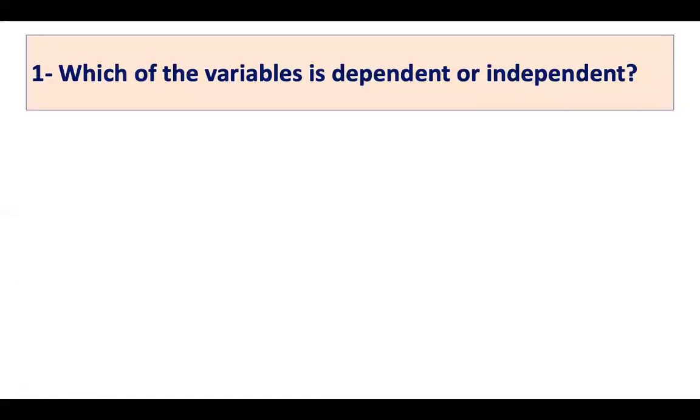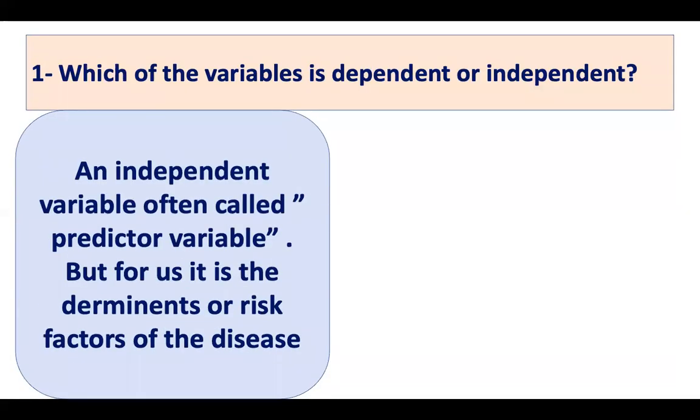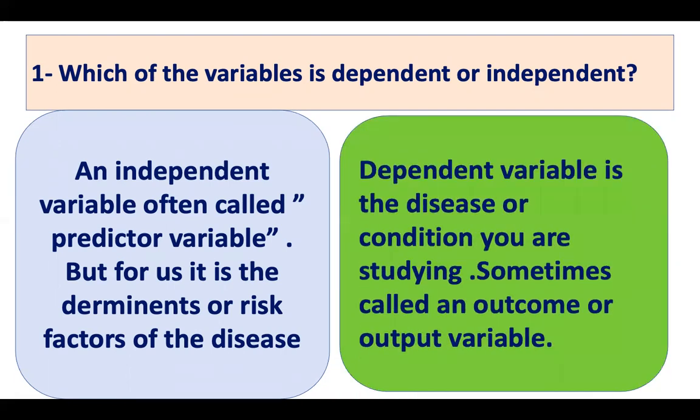Which of the variables is dependent or independent? I will start with the independent variable. This independent variable is usually also called predictor variable, or determinants, or predisposing factors, or risk factors. It's better for us to stick to one term, which is risk factors. So the independent variable is the risk factors of the disease. But the dependent variable is the disease itself, or the condition itself, or the outcome, or the output variable. But we have to stick to one term so we can understand each other.